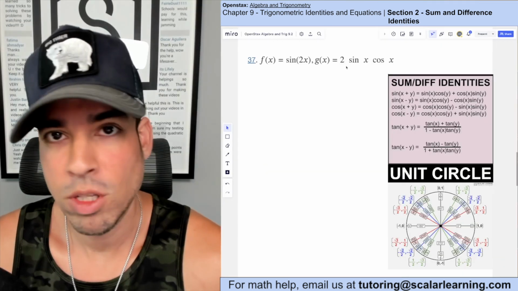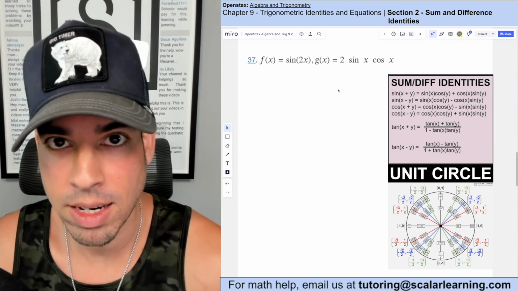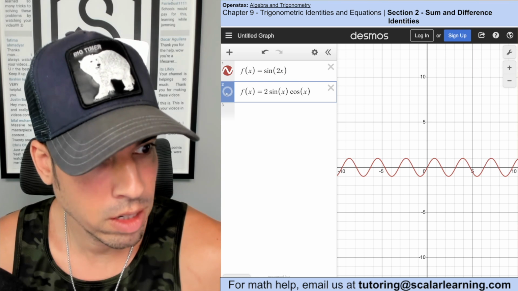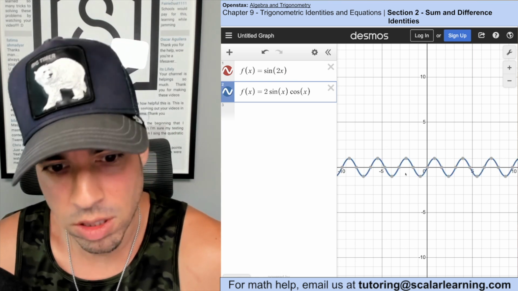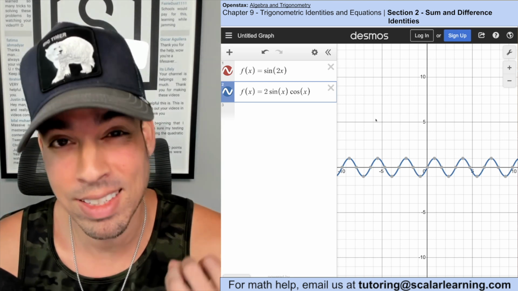Boom, done. For this one, we're meant to graph the two functions in Desmos and see if they're equivalent, so let's do that now. So here is sine of 2x, and here is 2 sine x cosine x. You can see they overlap, they're right on top of each other, therefore they are equivalent and the same, done.